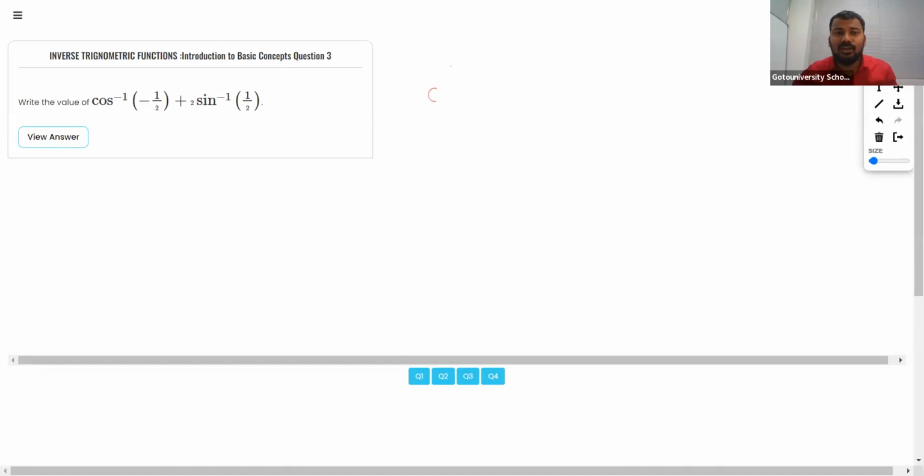So I'll write it here. Cos inverse of, I'll just increase the size. Cos inverse of minus 1 by 2 plus 2 times sine inverse of 1 by 2. So what value of sine is 1 by 2? You know, 1 by 2 is going to be 30 degree. 30 degree is what? It's going to be pi by 6. So can you say this is going to be 2 times pi by 6 here? This is done, right? Plus.